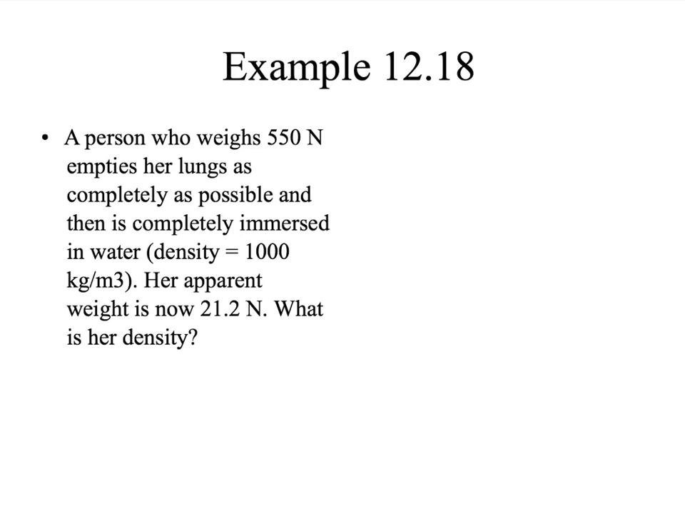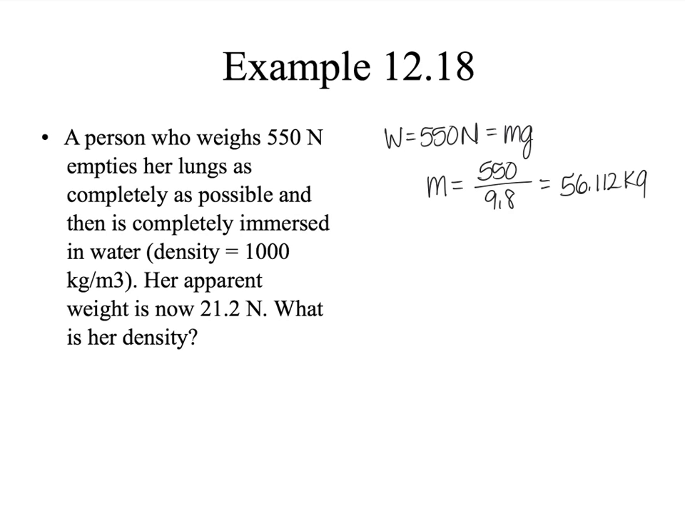All right, well, let's try to look at this. First of all, I think I want to know what the mass of this person is. If her weight is 550 newtons, I know this is equal to mg. So I'm going to find her mass. And if I do, I find the mass of this person is 56.12 kilograms. I'm going to keep that in mind for later.